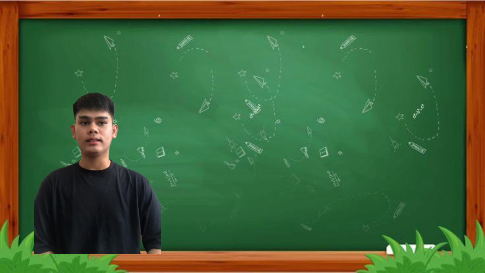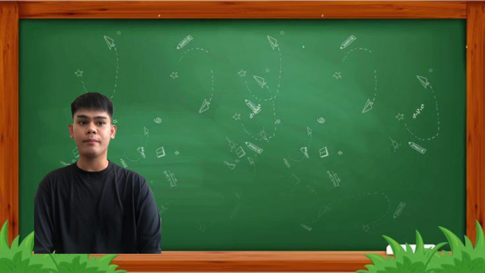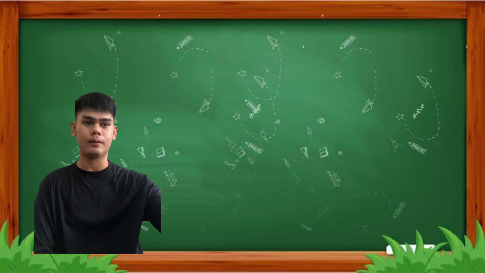The next one is hearing impairment. Hearing loss, also called hearing impairment, makes it hard to hear or understand sounds. This happens when there is a problem with one or more parts of the ear, the nerves coming from the ears, or the hearing part of the brain. Hearing loss may come on slowly over time or show up later in life.